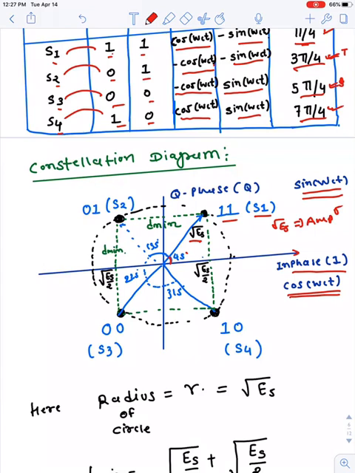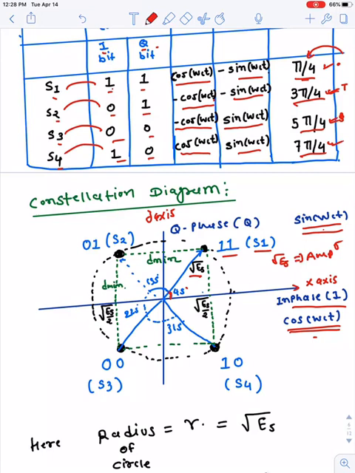And this component which is represented on the x-axis is simply known as the in-phase component, represented by cos. Another component, which can be represented on the y-axis, is known as the quadrature component, simply represented by sin omega ct. Here you can see there are four symbols. The first symbol S1 is represented by the 1-1 bit combination with the square root Es amplitude and at 45 degree, which is pi by 4. The second would be 3 pi by 4, simply represented as 135 degree. The next one would be 225 degree, and the last one would be 315 degree.